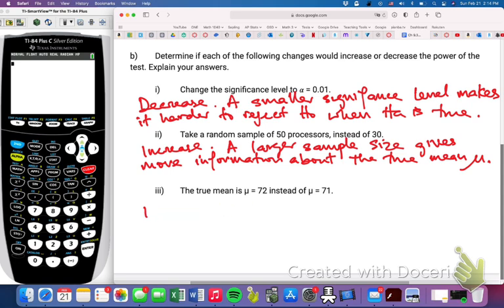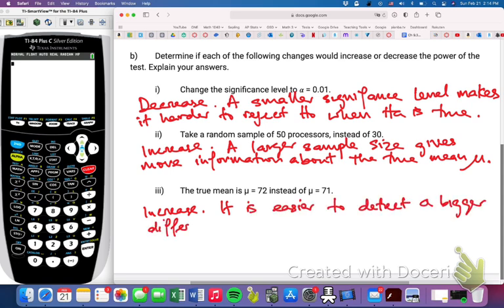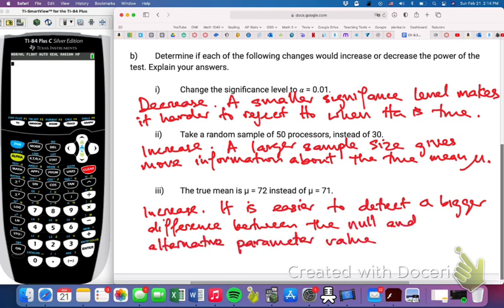I actually forgot about this. Part 3, the true mean is mu equals 72 instead of mu equals 71. So what's going to happen to the power of the test? Now it's going to increase. Why is it going to increase? Because it is easier to detect a bigger difference between the null and alternate parameter values.